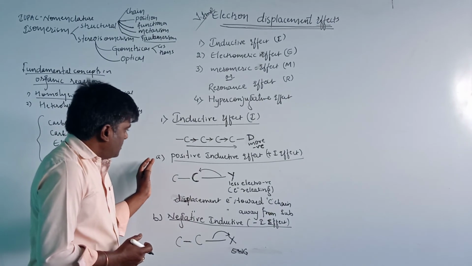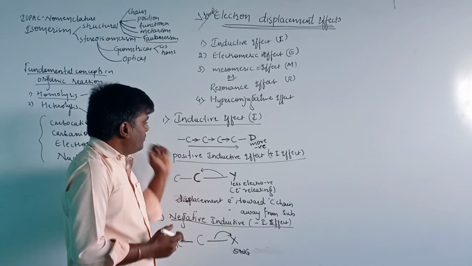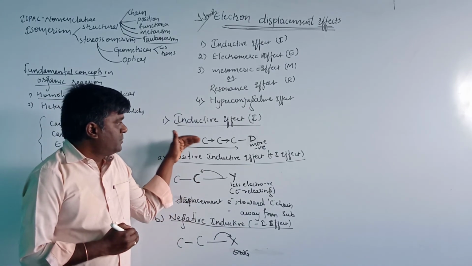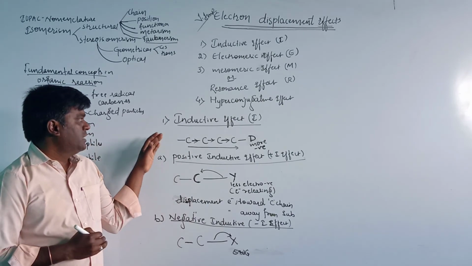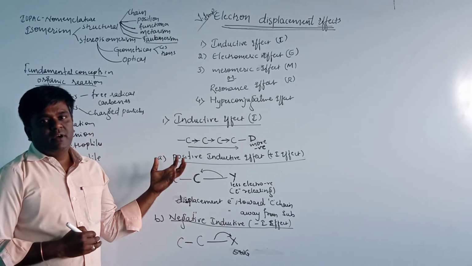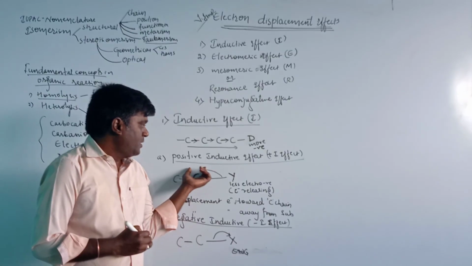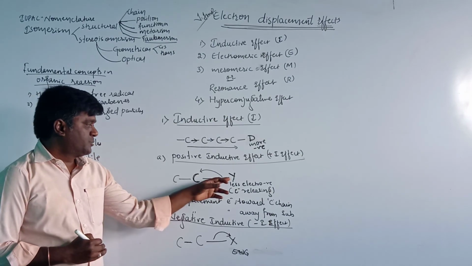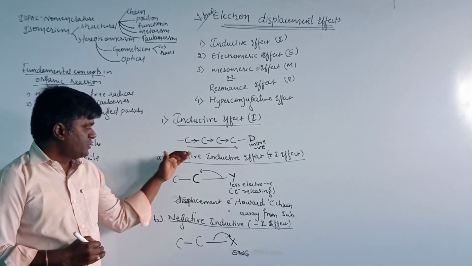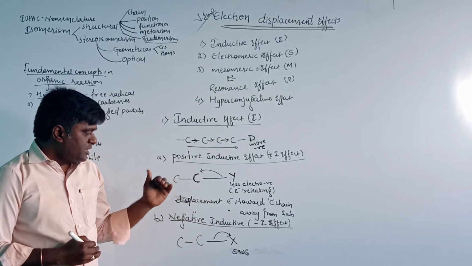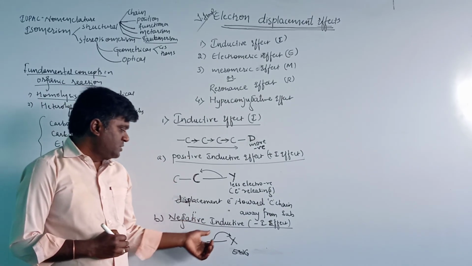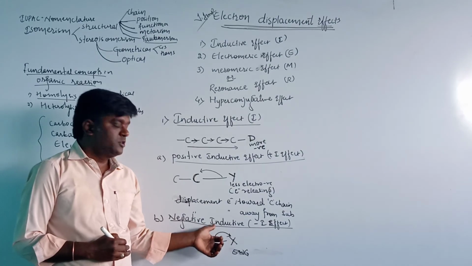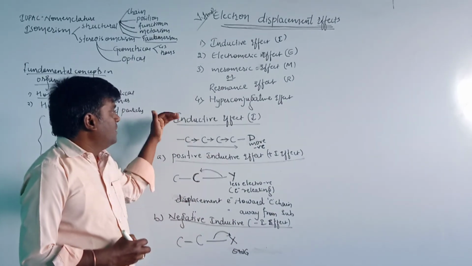To summarize, the inductive effect is the permanent displacement of electrons along the carbon chain towards the more electronegative species. It is further divided into two types. The positive inductive effect is when the displacement of electrons takes place towards the carbon chain or away from the substituent group. Negative means the displacement of electrons towards the substituent group or away from the carbon chain, known as the negative inductive effect. These are about the inductive effect.